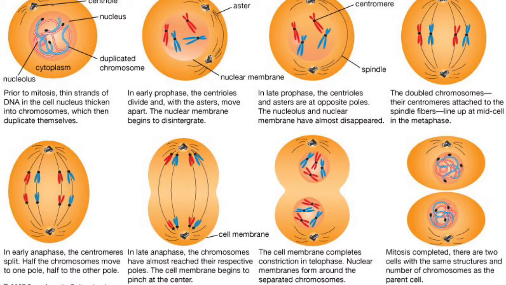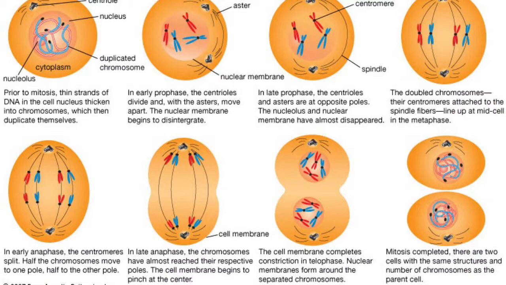The cell membrane begins to pinch at the center. The cell membrane completes constriction in telophase. Nuclear membranes form around the separated chromosomes. Mitosis is completed. There are two cells with the same structures and number of chromosomes as the parent cell.